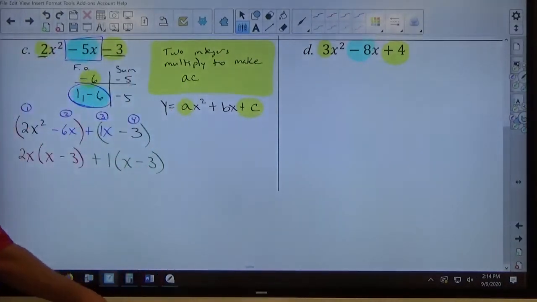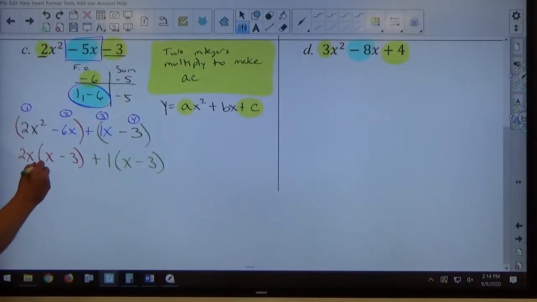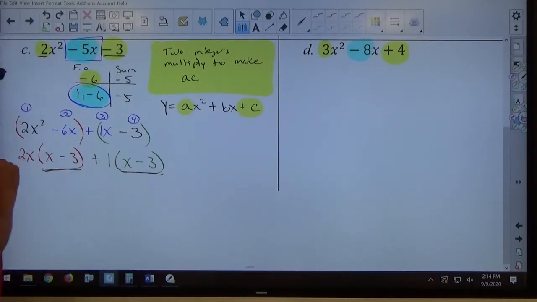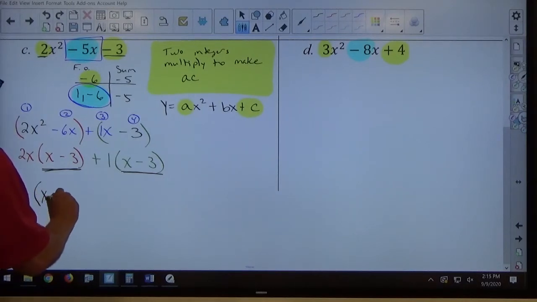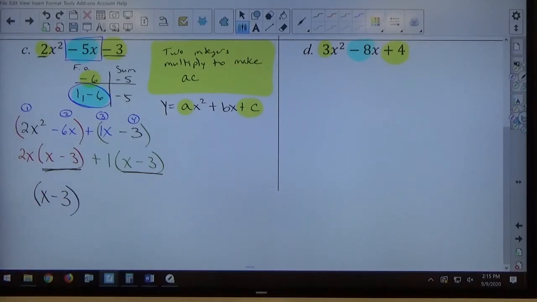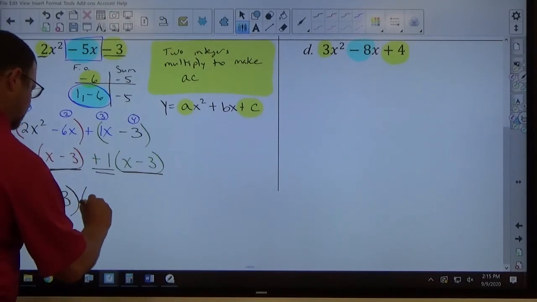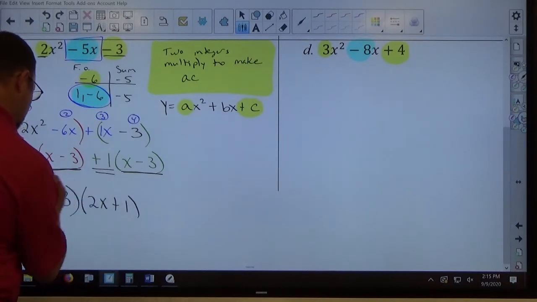When factor by grouping is successful, this binomial should be the exact same as that binomial. That binomial is one of your two factors. You write it down one time. And then the greatest common factors, including the sign that happened right here, makes the other binomial. So 2x plus 1 is the other. And there's your factored form.